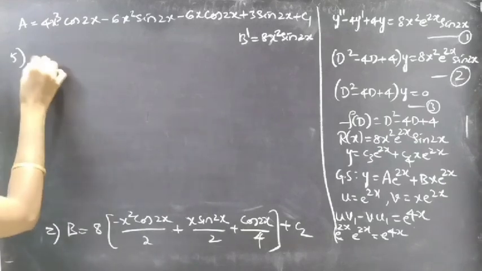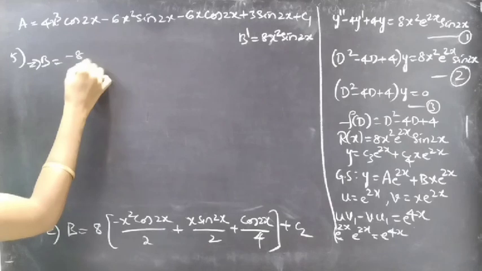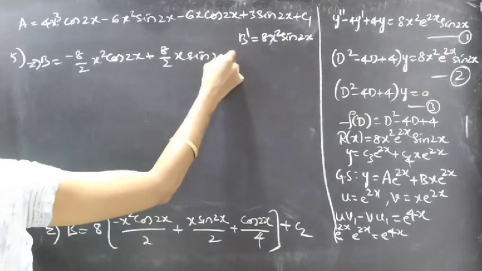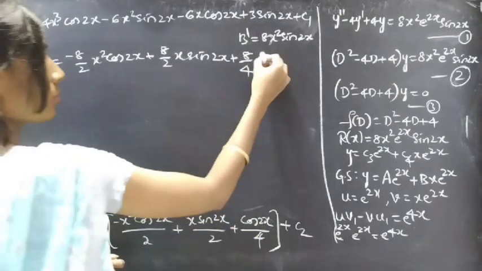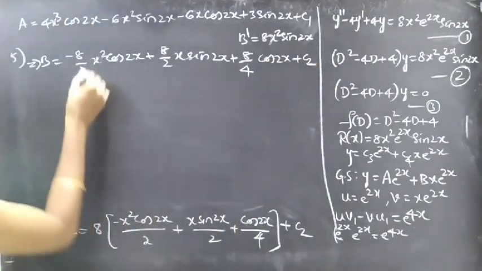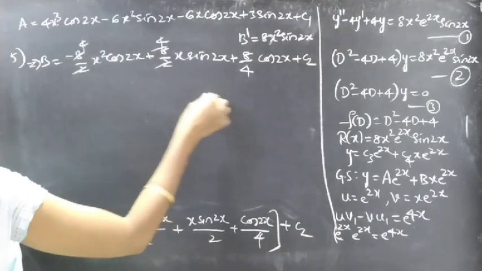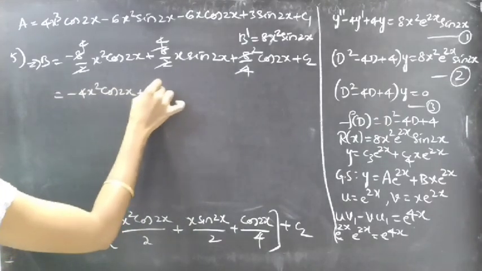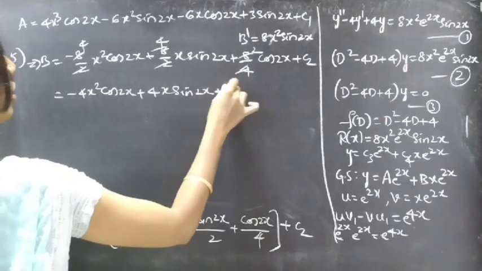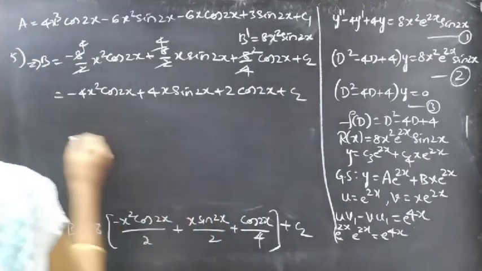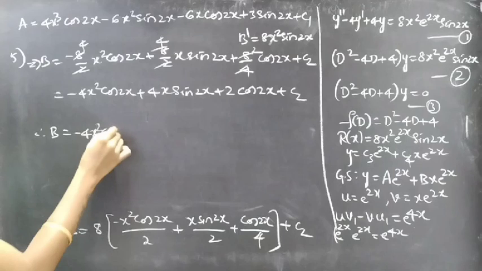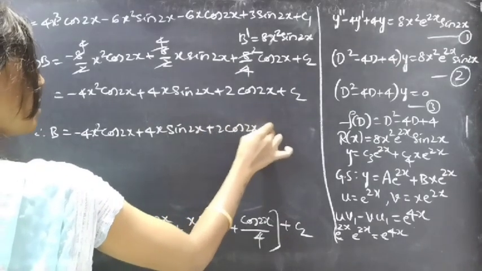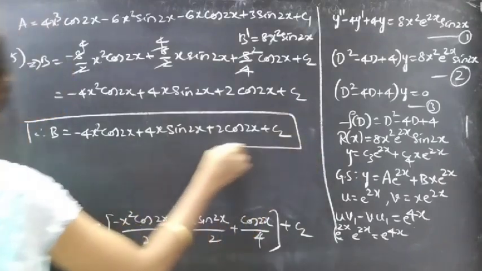This gives us minus 8 by 2 x squared cos 2x plus 8 by 2 x sin 2x plus 8 by 4 cos 2x plus c2. Right, we'll get minus 4x squared cos 2x plus 4x sin 2x plus 2 cos 2x plus c2. Therefore, b equals minus 4x squared cos 2x plus 4x sin 2x plus 2 cos 2x plus c2. We got b and a.